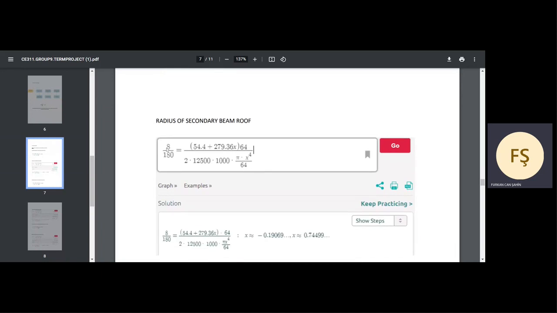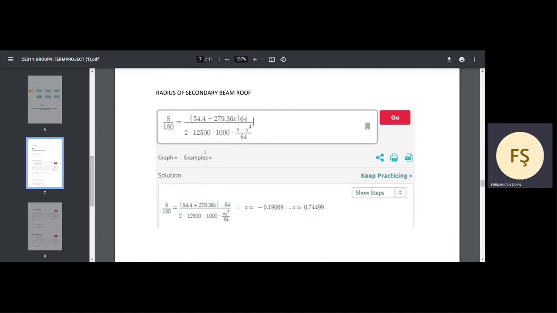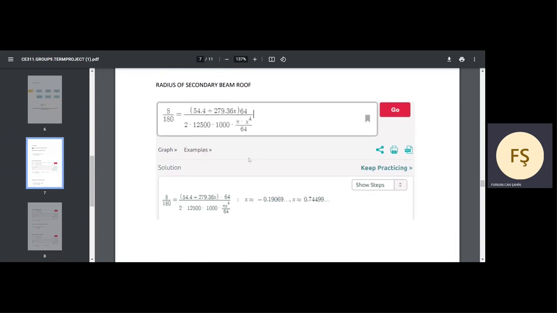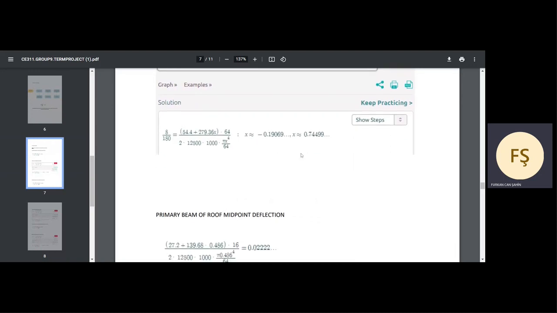0.0444. Radius of secondary beam roof. We use the same formula over here too, and we find this solution 0.74499.